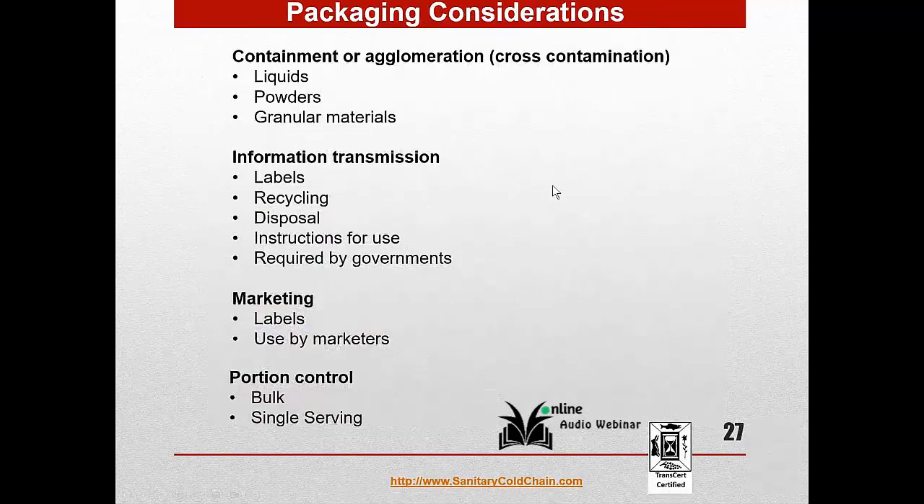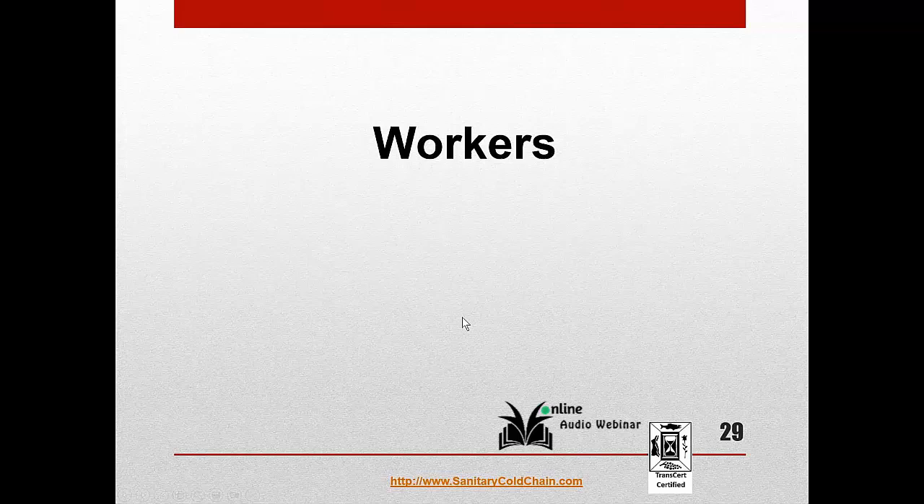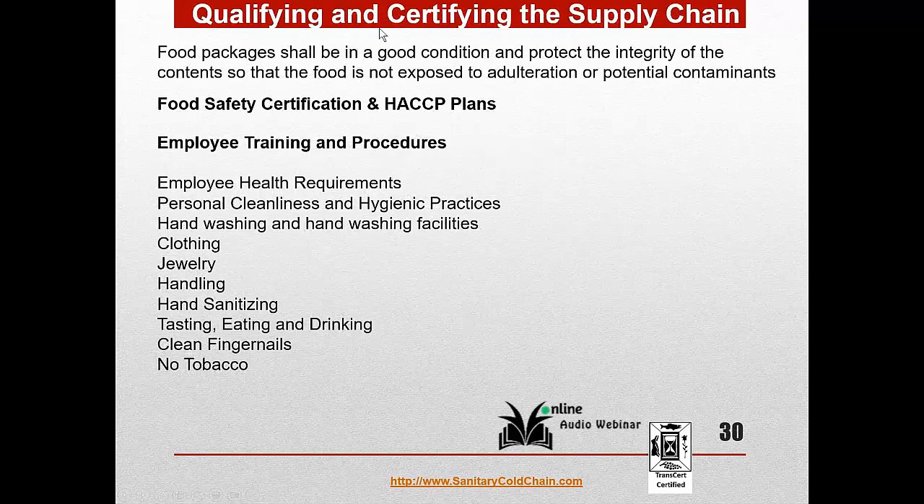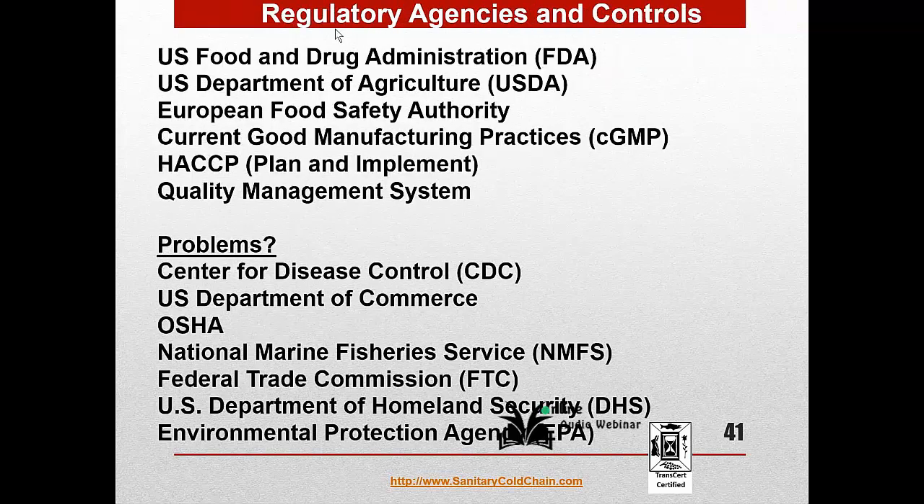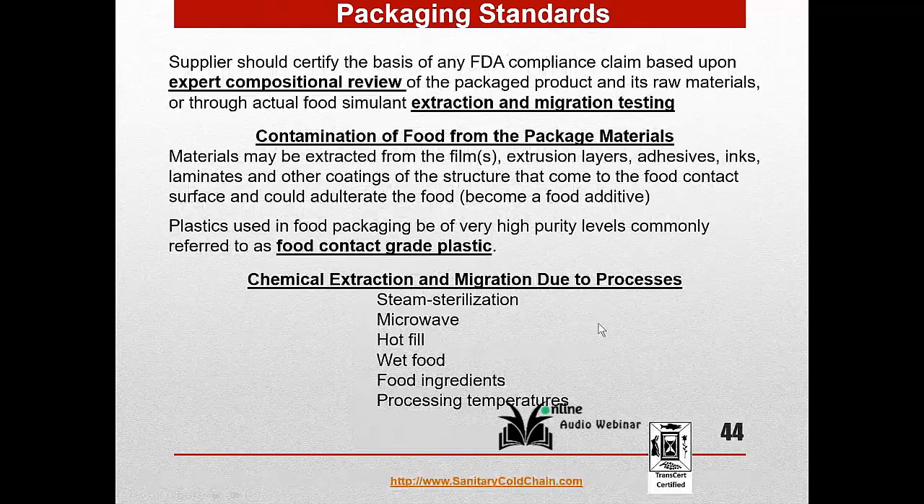Packaging consideration. Okay, some other packaging consideration. Surfaces in contact with the food. Now, let's talk about workers for a minute. Qualifying and certifying the supply chain. Regulatory agencies and controls. The FDA, you're all familiar with, USDA. Dig into labeling for a minute. Suppliers should certify the basis of any FDA compliance claim based on expert compositional review.